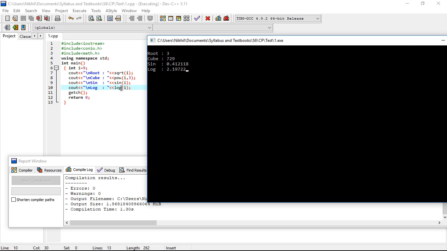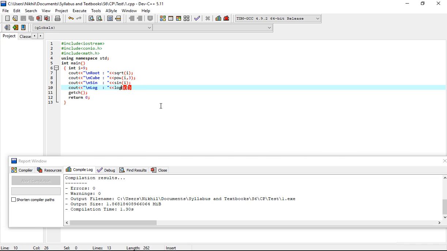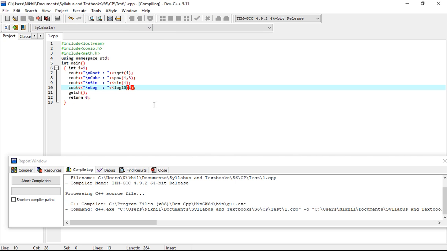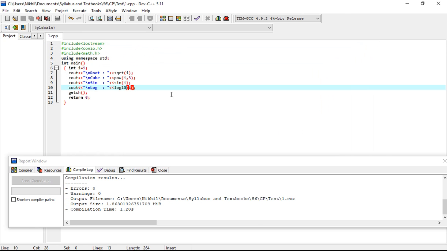If I'm to write log10 here, I'll show. If I'm to write log10, that is not natural log, it is the log with base 10. So the value will change. Right, see, it has changed. So that's it for Math.h. It's a very important library when it comes to finding out squares of numbers. We will be using it to find squares of numbers in the basis of patterns and some programs similar to that. Right.